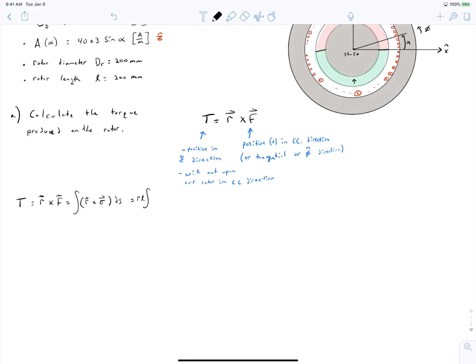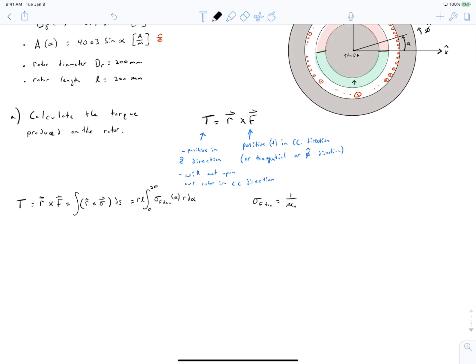And last time we showed how to set this up where our radius and our axial length of our rotor come outside of the integral, and we're able to integrate just over 0 to 2 pi of the angular location on the rotor's surface. So the question now is, what is our expression for our tangential force density? And going back to our previous lecture, we see that we have this expression, 1 over mu naught times our normal flux density times our tangential flux density.